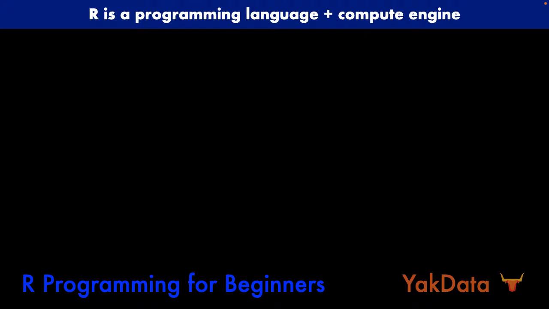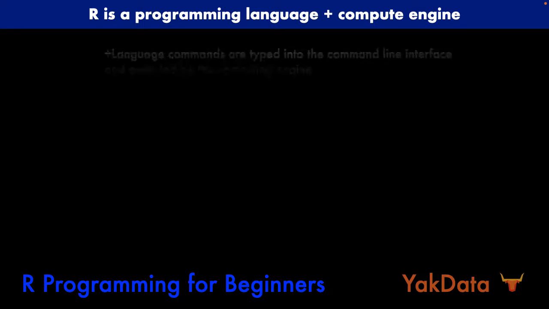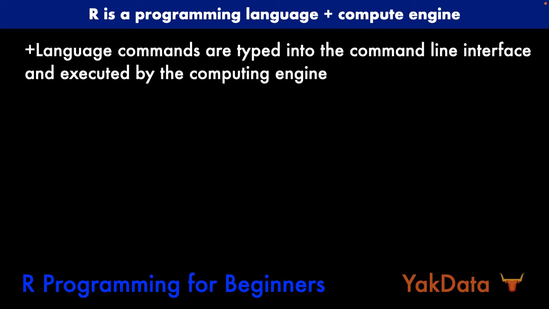So, R is both a programming language and a compute engine. It can be a little bit confusing if you're new to R when people talk about R running things or writing R code. They're interchangeable terms, and a simple way to think of it is that it's the programming language that runs on the R compute engine.